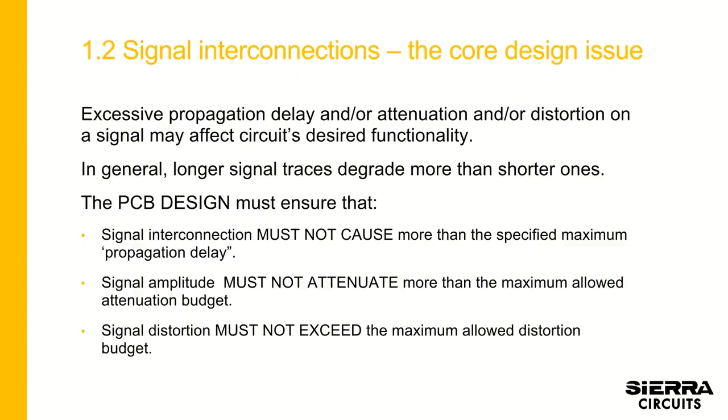Excessive propagation delay, excessive attenuation, excessive distortion on a signal will affect the circuit's desired functionality. If a signal reaches the destination at a much later time than designed for, it would definitely not perform its function at the right time. If it is attenuated, its logic level may be interpreted wrongly, and if it is distorted very much, then the sampling of it will also give wrong, erroneous information.